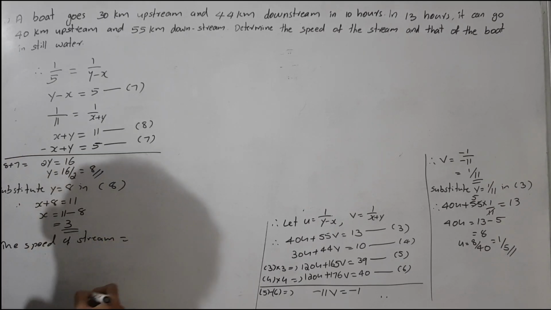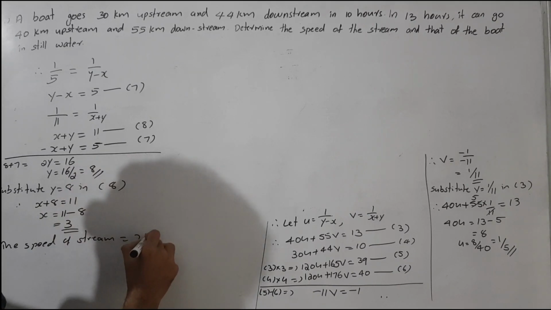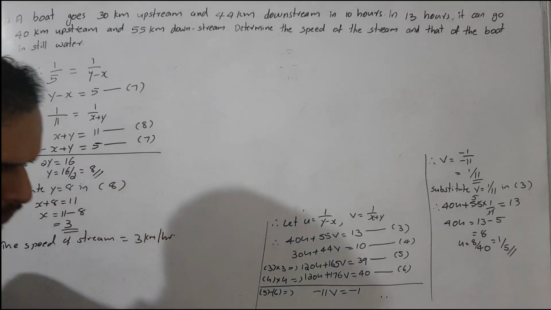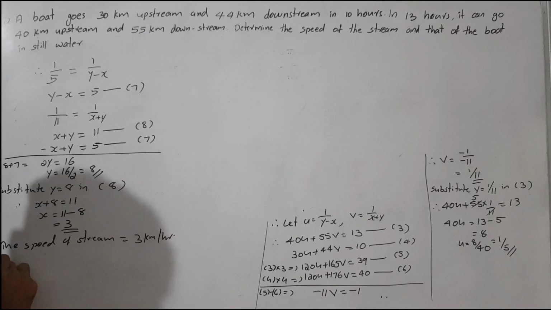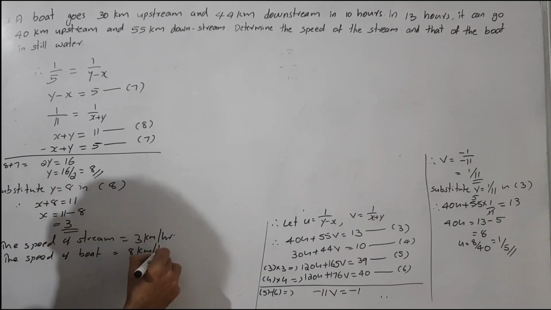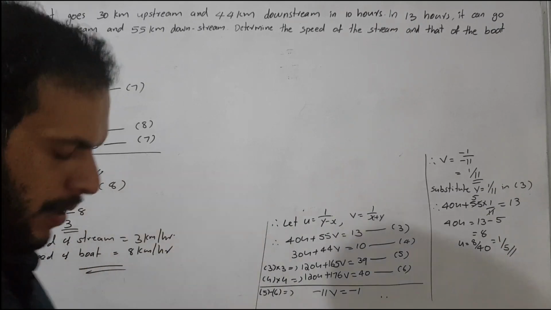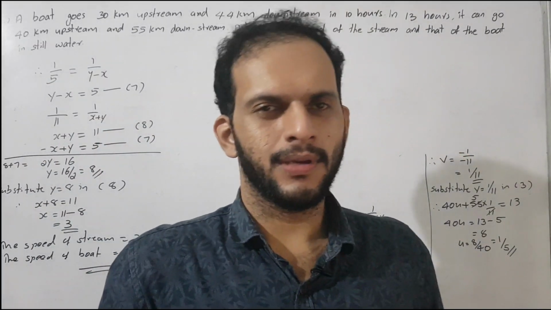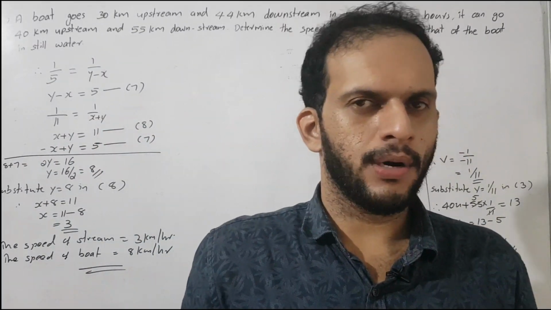Then therefore the speed of the stream is 3 kilometer per hour, and the speed of the boat is 8 kilometer per hour. Okay. This type of question is a lengthy one. I think you got the idea.